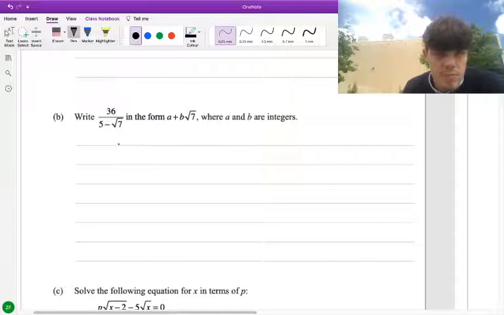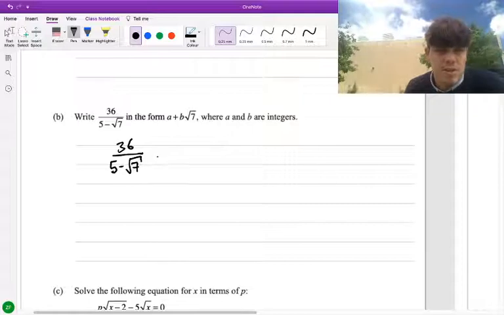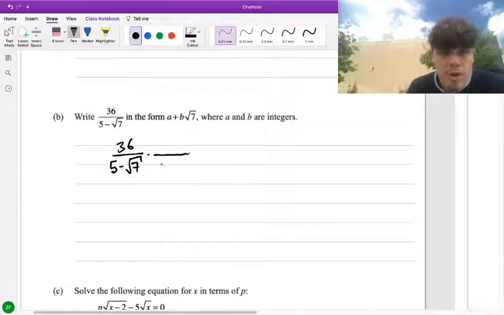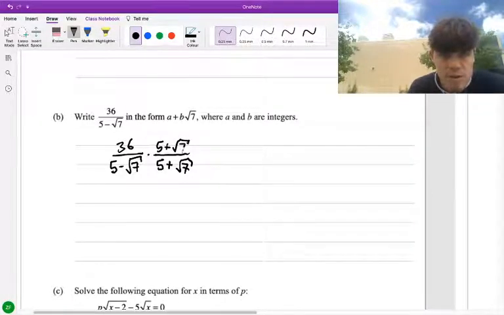So what we're going to do is take this 36 over 5 minus root 7. I actually like completing my roots so I know where it finishes. And then I'm going to multiply that by 1, but I'm going to write 1 as 5 plus the square root of 7 on the bottom, and on the top the exact same thing, because 5 plus the square root of 7 over 5 plus the square root of 7 is just 1. So I'm multiplying this by 1, with the reason being that this is going to get rid of the square root on the denominator.